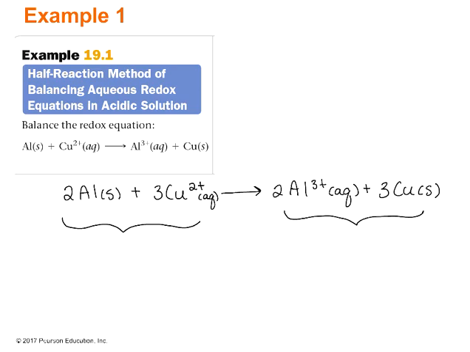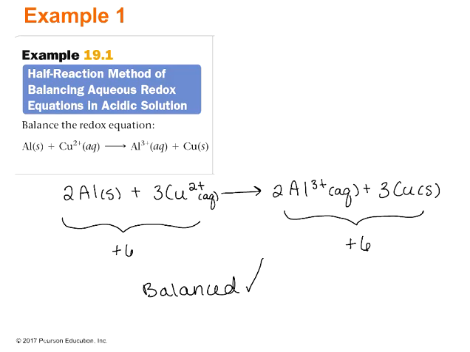So let's figure out the charge on both sides. On the left-hand side, aluminum doesn't have a charge, it's just neutral. But copper has a charge of 2 plus, and there are 3 of them. So that's a total of plus 6. And then on the right-hand side, aluminum has a 3 plus charge, and there's 2 of those ions. And copper is neutral, so that would again be a total of plus 6. So everything is balanced in terms of atoms and charge.